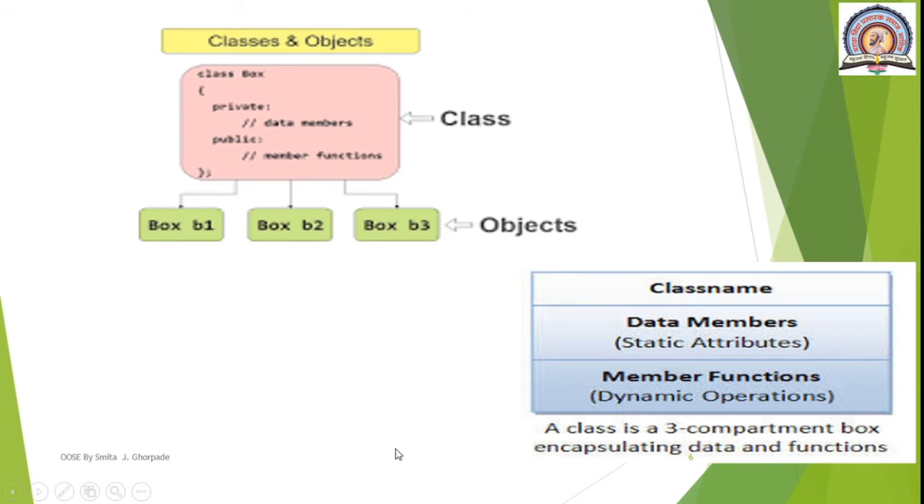In graphical notation, a class could be represented as follows. Here we have to mention the class name, then we have to mention the data members of the class, and here we have to mention the member functions of the class. So a class is a three compartment box which encapsulates data and functions.